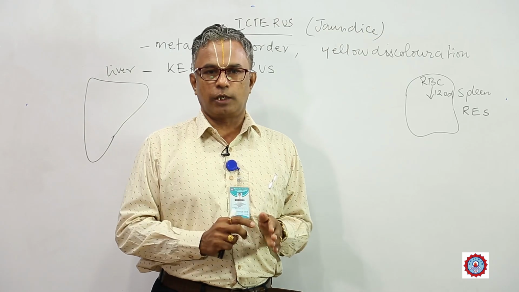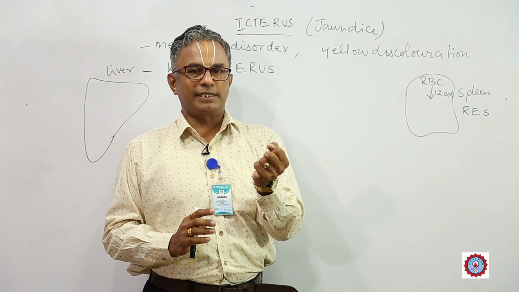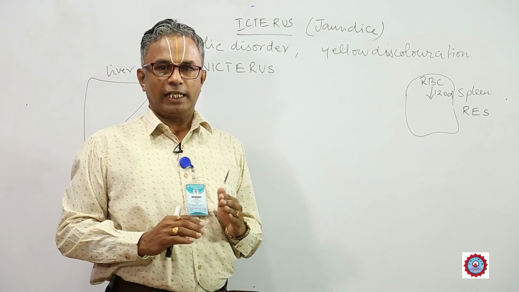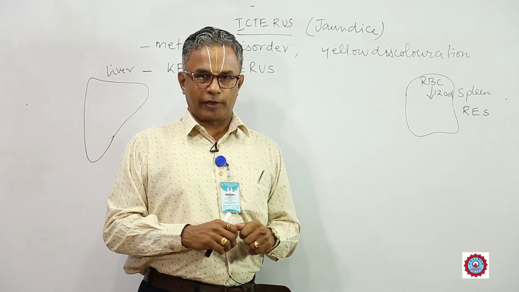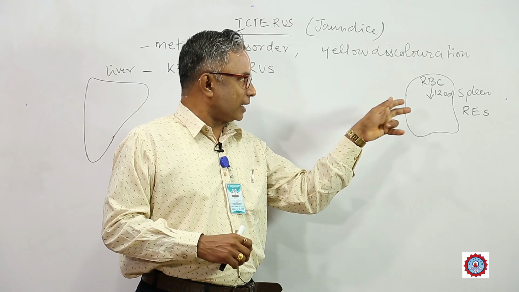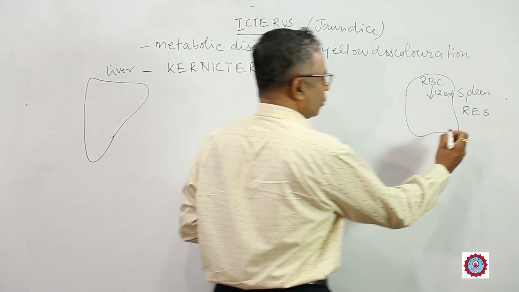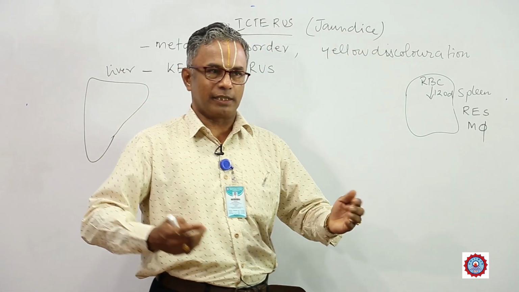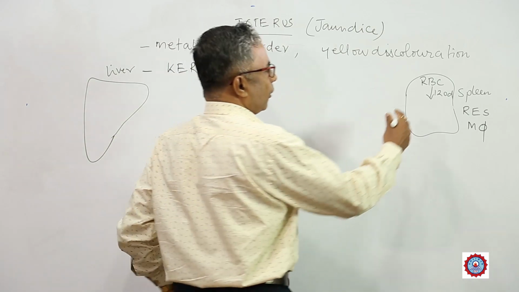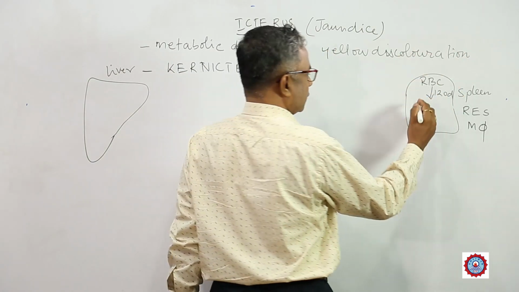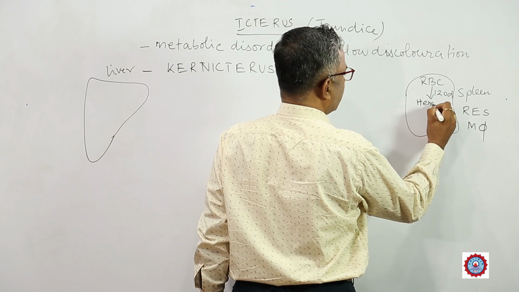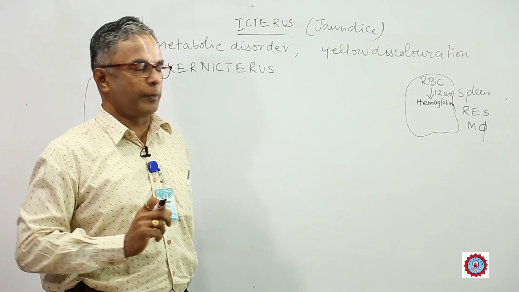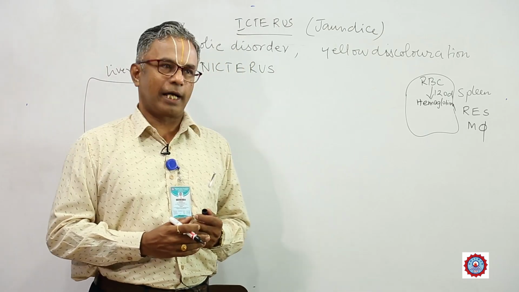The reticuloendothelial system is a meshwork of cells which will trap the RBC. RBC after 120 days will not be able to pass through it, and they will be trapped in the reticuloendothelial system. After that the splenic macrophages, which are phagocytes, the cells which destroy the RBC. Once the RBC is destroyed, all the cell components will be digested, leaving behind the hemoglobin. We are only concerned about the hemoglobin in jaundice, so we do not focus on any other aspect of the RBC.